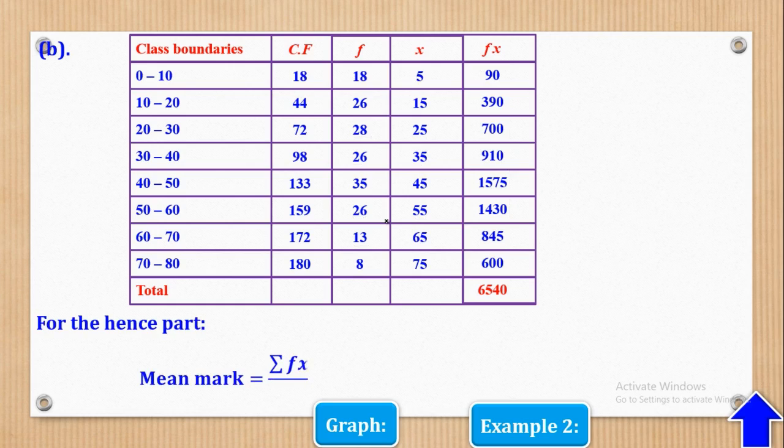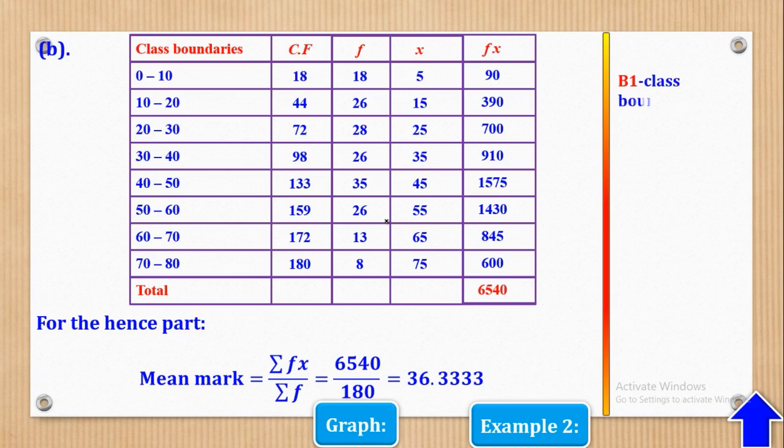Now we shall go to the hence part, where they wanted the mean age. So we shall come and say that mean is given by summation of fx over summation of f. Now summation of fx is 6540, and summation of f will be the last value in the cumulative frequency column, which is 180, and when I divide it, I'll come up with 36.3333. So basically that's what they wanted, and now let's see how much can be awarded.